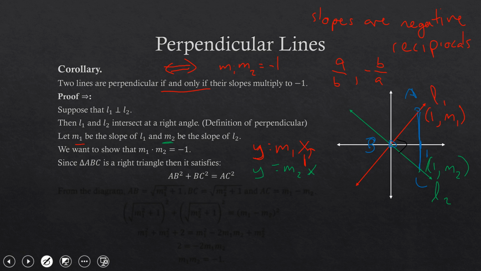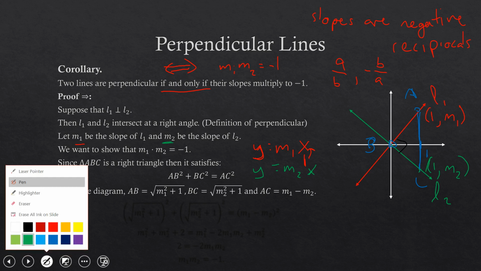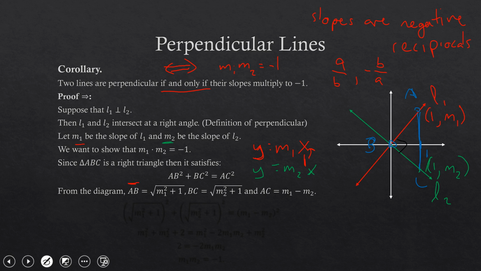Okay, so what can we do with this Pythagorean theorem thing that we've got written down here? So we're going to find the length of AB. So AB's length, let's see, the length of this is equal to, Pythagorean theorem, the square root of m1 squared plus 1. So let's try to see why that's equal.